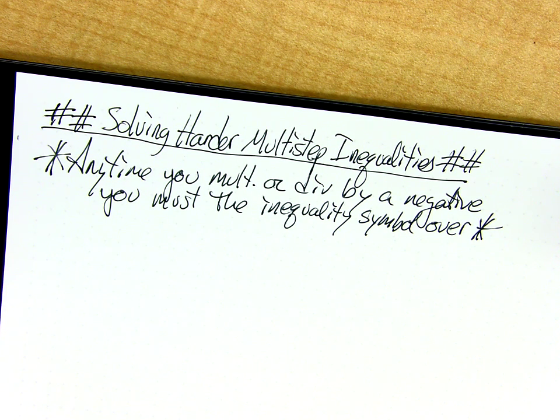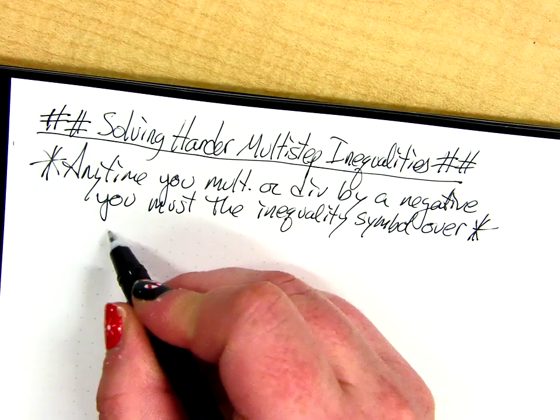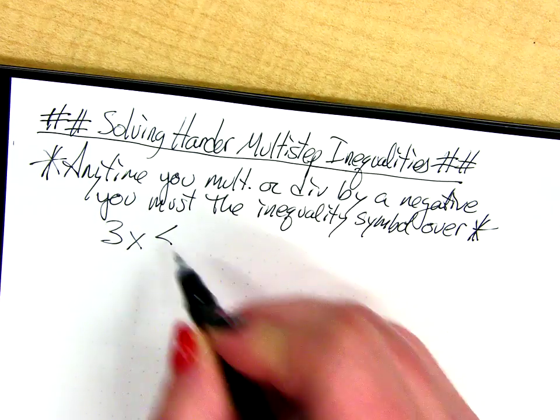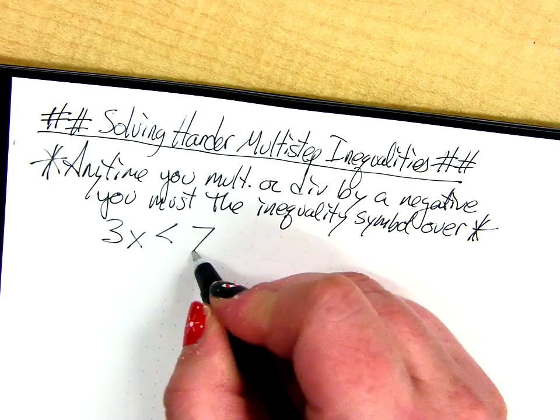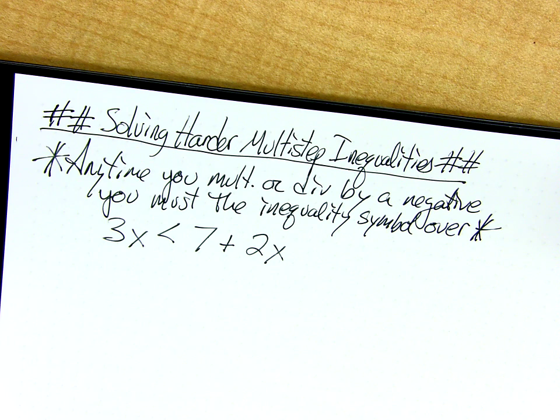It's just there's more steps with these. So these are usually just the most challenging ones. Okay, so why don't we start off with one where you have variables on both sides? So what if I gave you something like this? 3x is less than 7 plus 2x. We'll start off with a basic one.